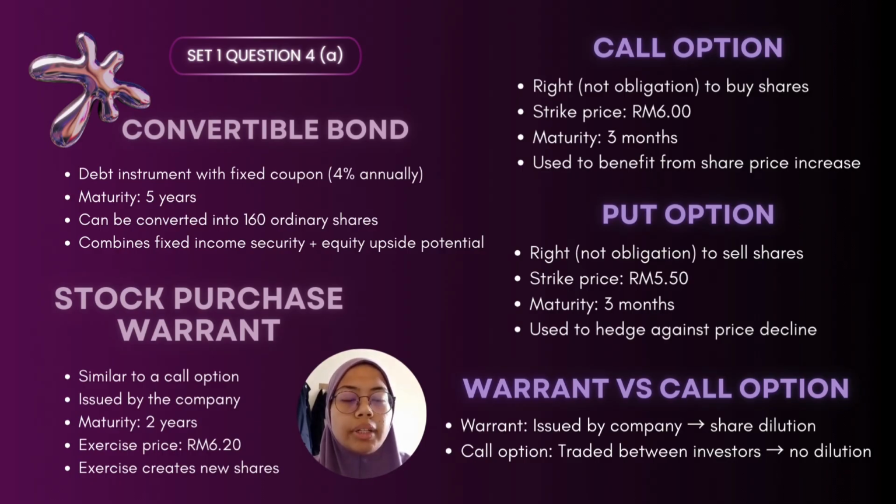And a stock purchase warrant is similar to a call option, but it is issued by the company itself and typically has a longer maturity. For example, it has 2 years of maturity, and the holder can buy shares at a predetermined exercise price, which is 6 ringgit and 20 cent. The key difference between a stock purchase warrant and a call option is that a warrant is issued by the company, and it can create new shares when exercised, which may dilute existing shareholders. Whereas call options are generally traded between the investors themselves and do not affect the company's total shares.